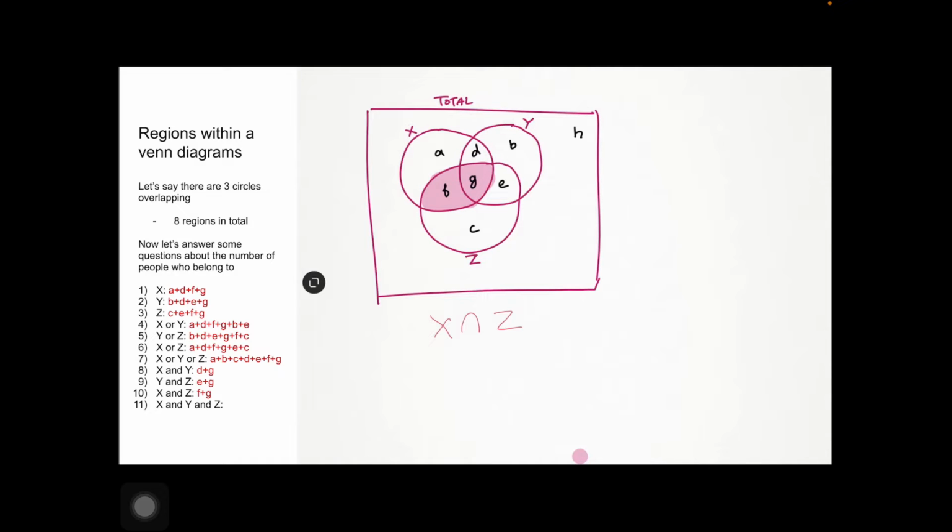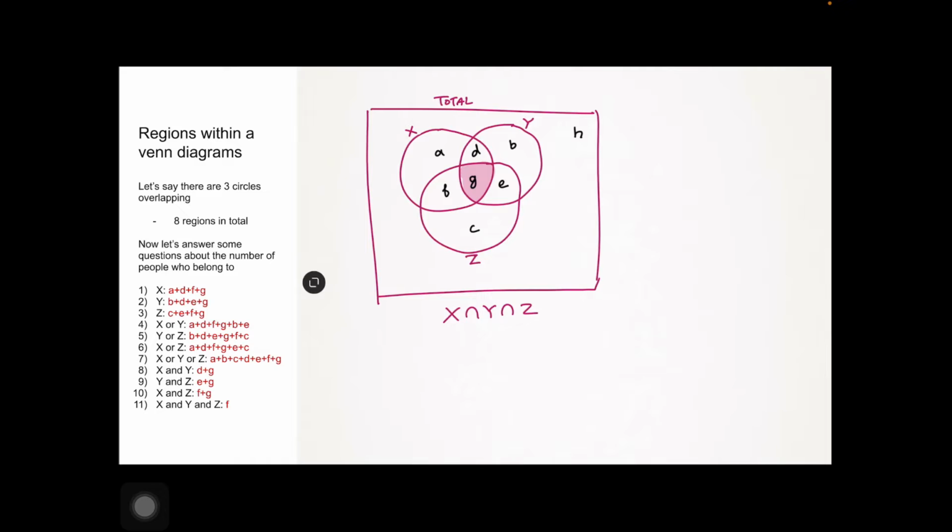Now the final question, how many people belong to X and Y and Z region? People who belong to X circle as well as Y circle as well as Z circle. It is X intersection Y intersection Z, just G number of people. The common overlap of all three circles, the innermost region, right? That G number of people would be the answer for how many people belong to X intersection Y intersection Z region.